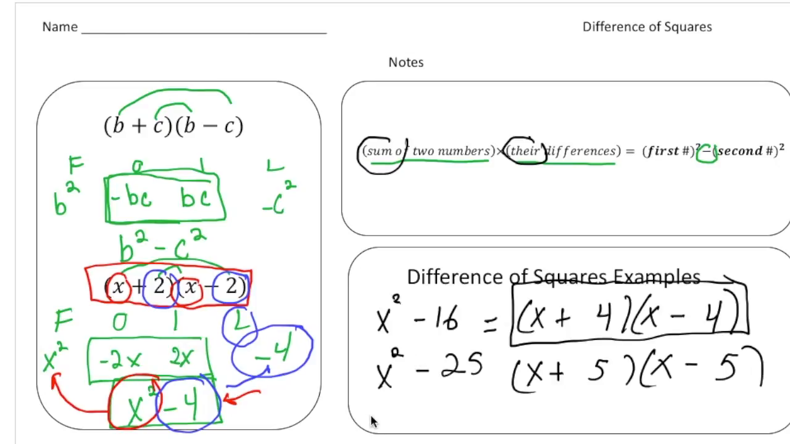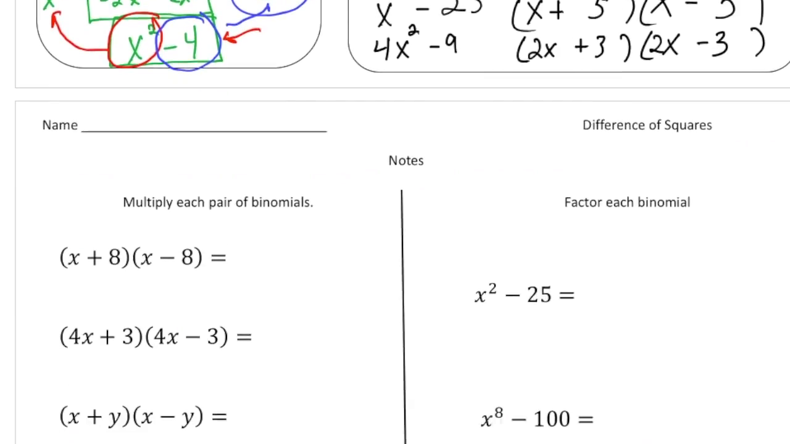Now, another one that's a little more difficult would be something like 4x squared minus 9. So it's going to be a 2x here, and a 2x here, and then a plus 3, because the square root of 9 is 3, and then a minus 3. Alright, we turn the page.